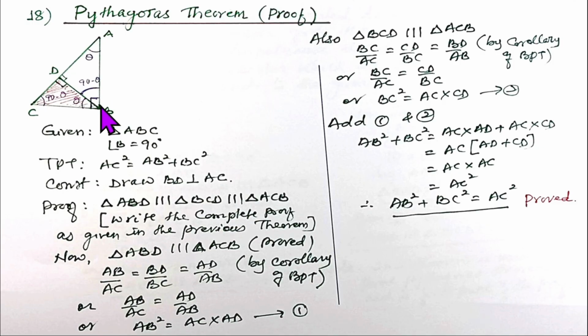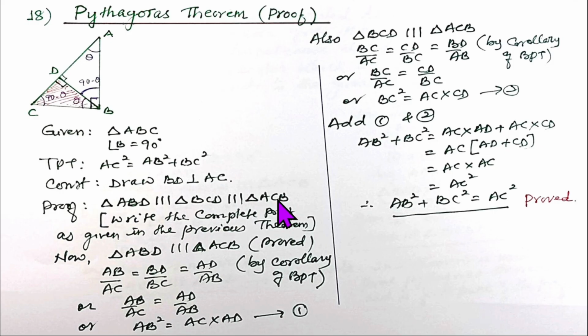Now let us go for the construction. Draw BD perpendicular to AC. When you draw BD perpendicular to AC, just now we have learnt that the two triangles formed and the triangle ABC, all the three are similar. That means triangle ABD is similar to triangle BCD and similar to triangle ACB. Just now we have proved this, and that is exactly the first part of this particular proof of Pythagoras theorem.